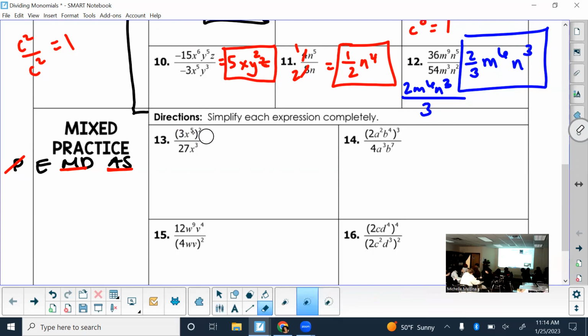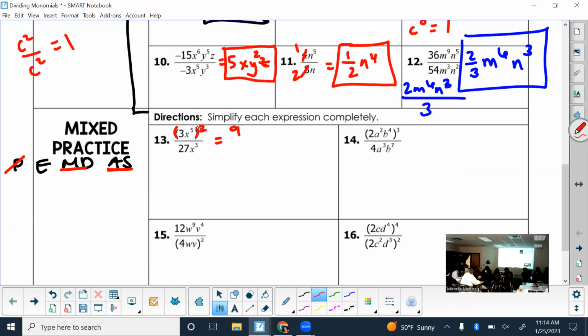Then look at number 13 for any exponents. Do we have a term raised to a power or something? Yes, we do. Don't worry, everyone will have a chance to share the answers, so make sure we're paying attention. But yes, we have this chunk right here, all raised to the power of 2. So everything in there gets raised to the power of 2. What's 3 squared, class? 9. If you don't know that, just put it in your calculator.